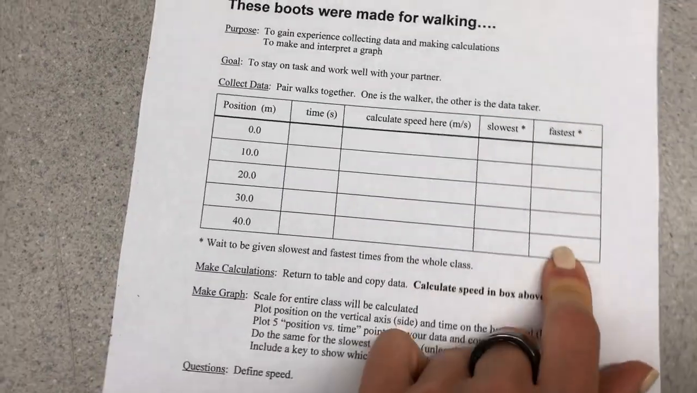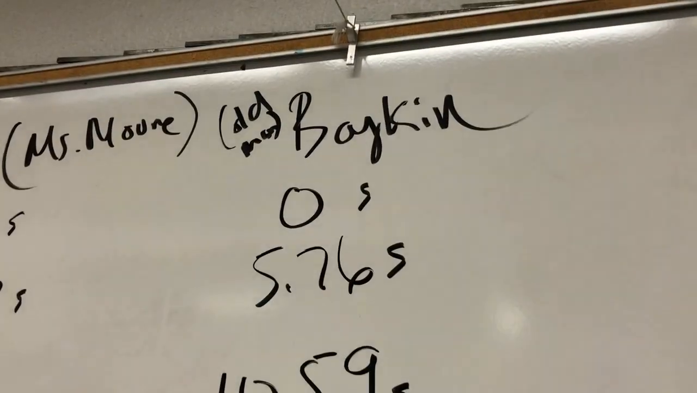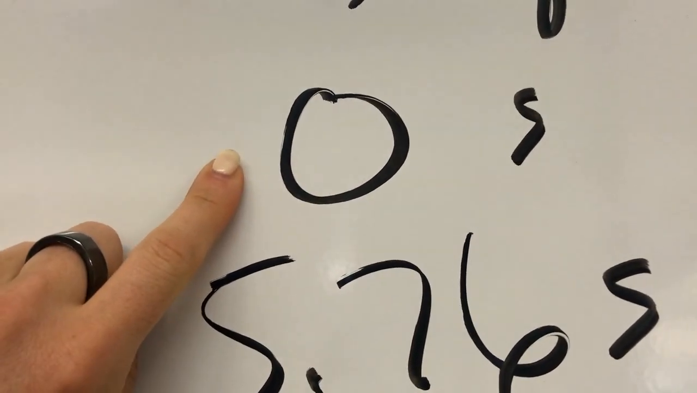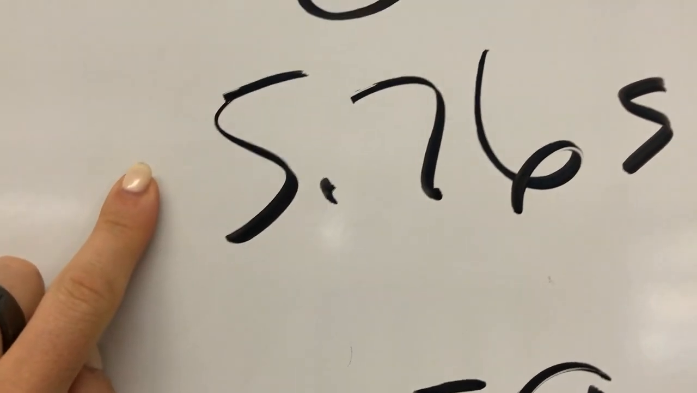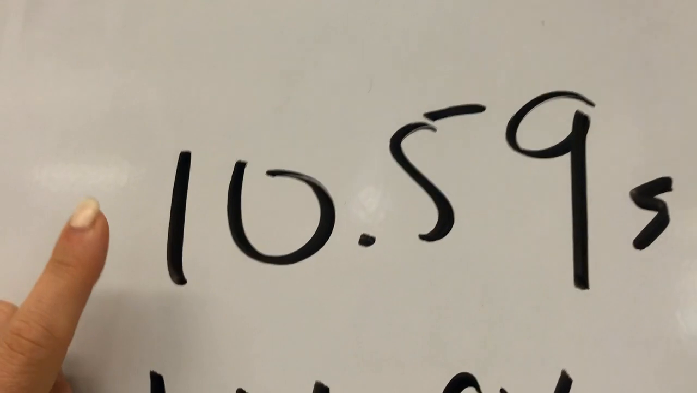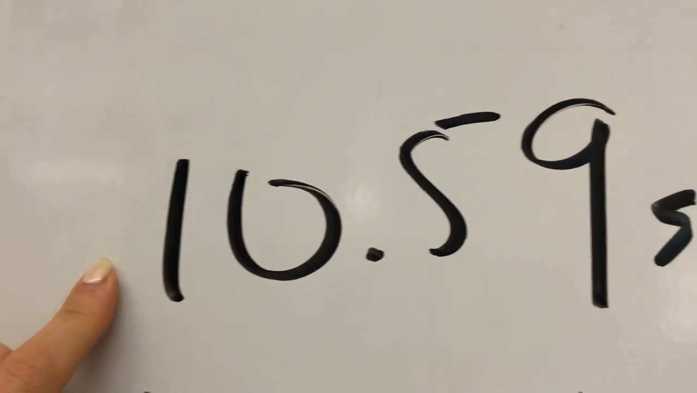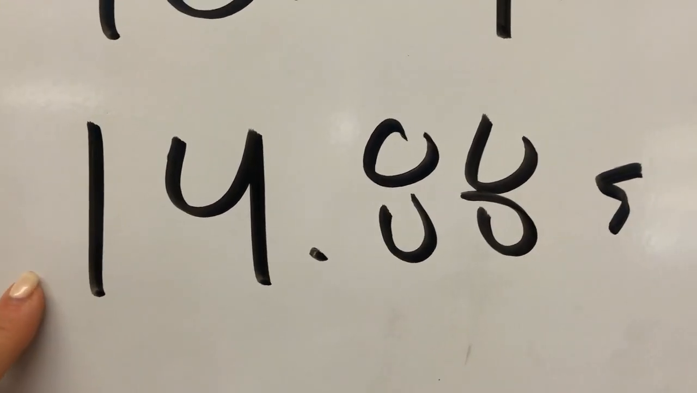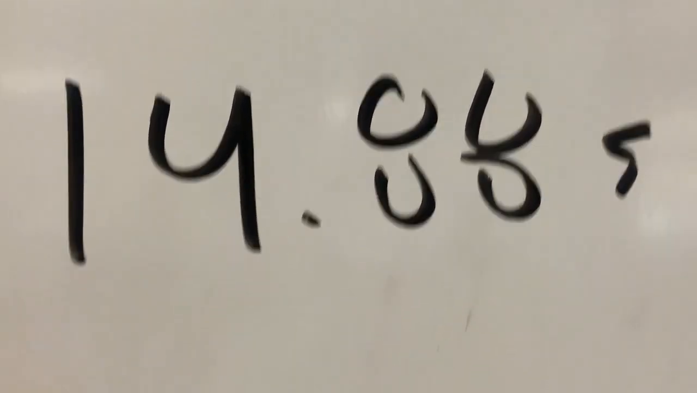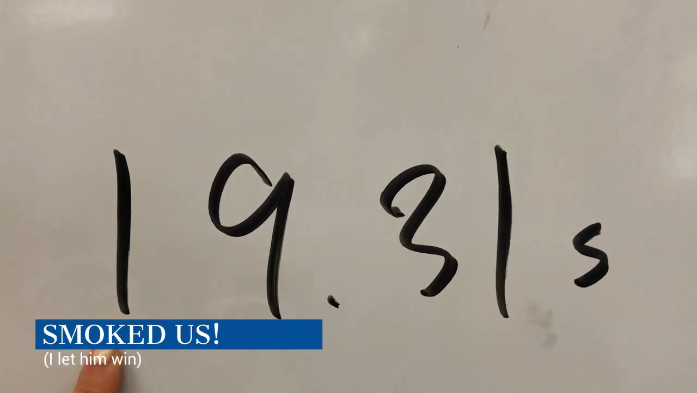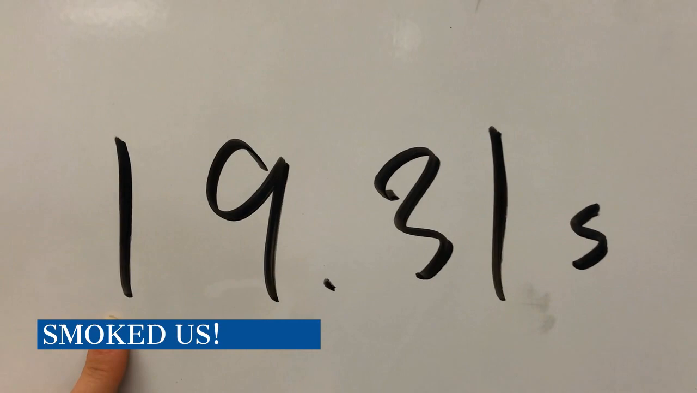The moment you've all been waiting for, the fastest walker of the group, we have old man, Mr. Boykin. At 0 meters, you're gonna write 0 seconds. 10 meters, 5.76 seconds. Woo! 20 meters, 10.59 seconds. 30 meters, 14.88 seconds. And at 40 meters, 19.31 seconds. Wow.